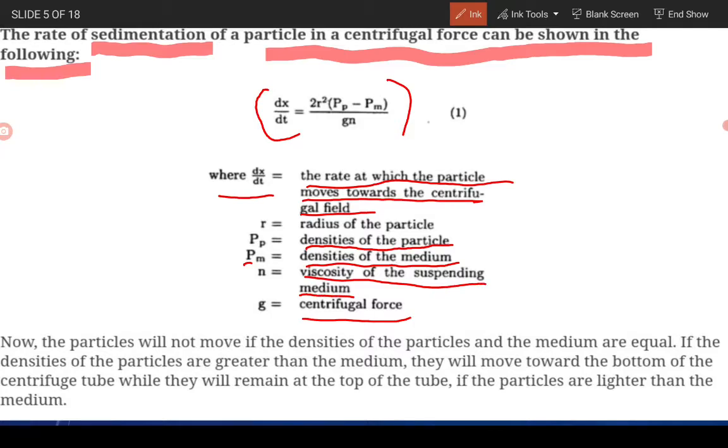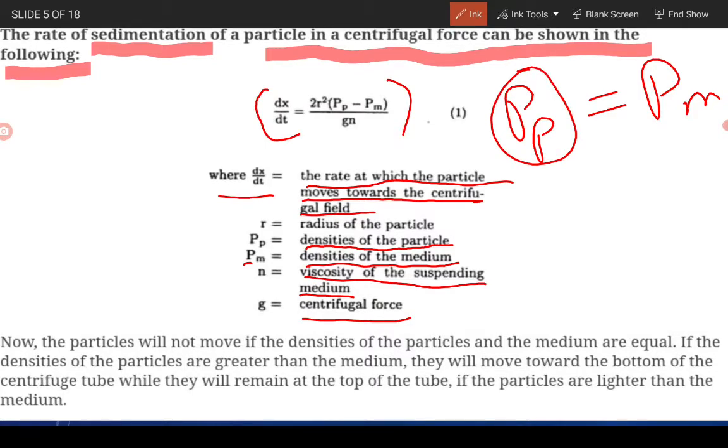Now it is important to know that if ρp is equal to ρm, that is, if the density of the particle is equal to the density of the medium, then what would happen?